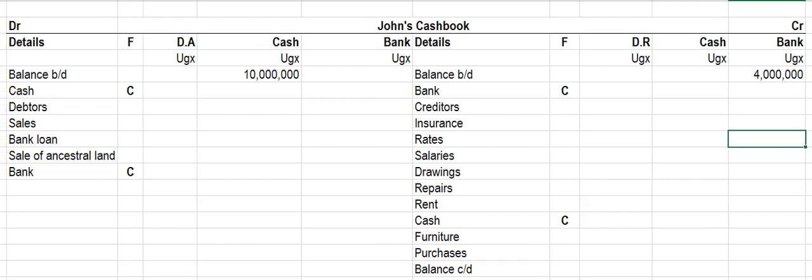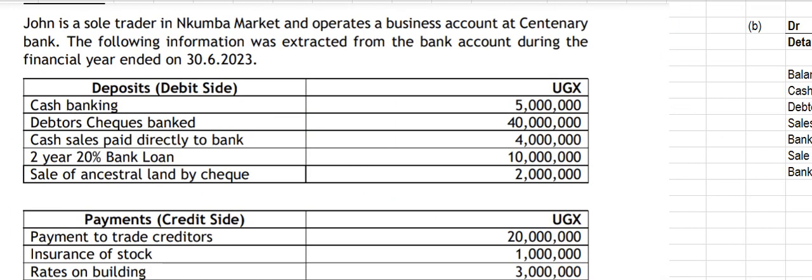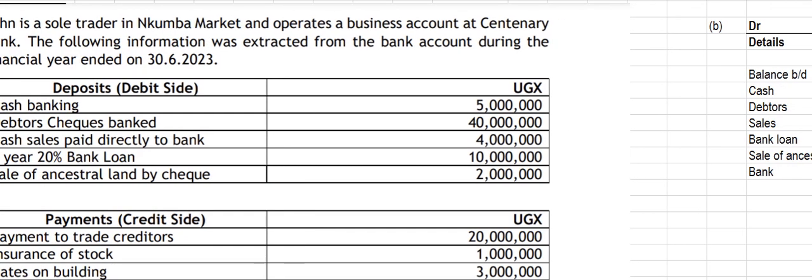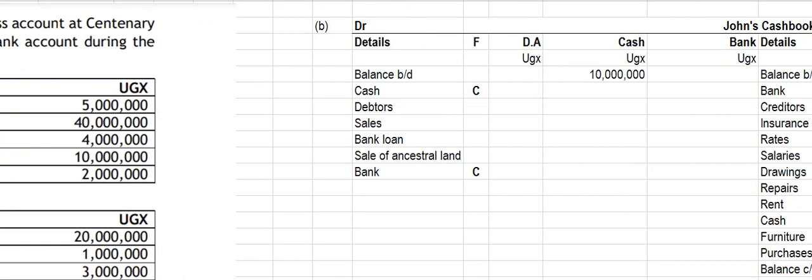Now the next thing which you have to do, look at the bank account extract. You have those deposits, copy them, enter them in your cash book, debit column, on the bank column of the cash book. So we see there were some cash bankings, some cash was banked. Of course, that is a contra entry because it affects your cash and bank at the same time. So bank, cash was banked. So that is 5 millions.